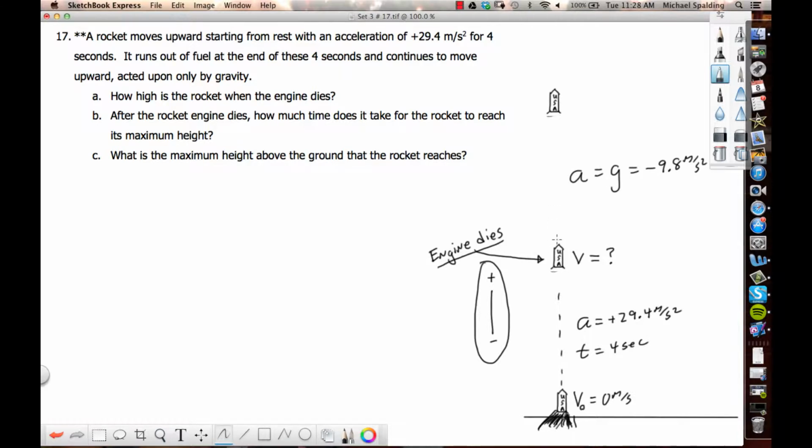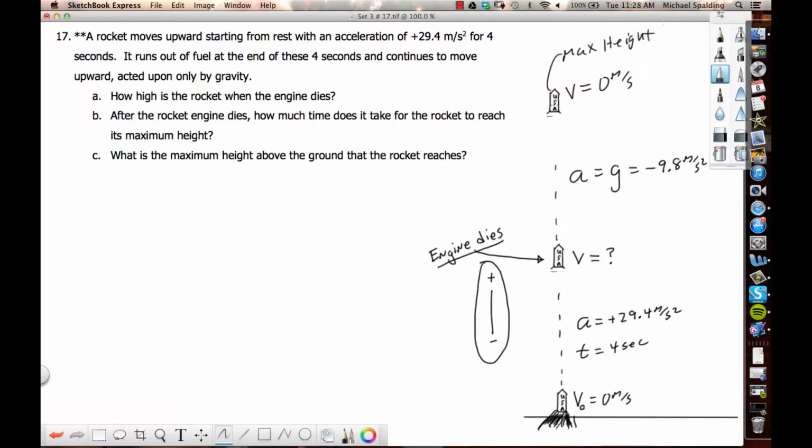That means it's going to go slower, slower, slower, and then what happens up here? At the tippy top, what happens? V goes to 0 for a split second. For a split second, the velocity goes to 0, and that's the maximum height. Up here is the max height.